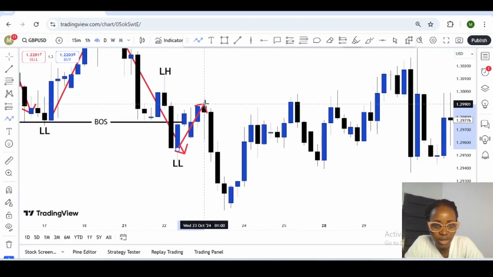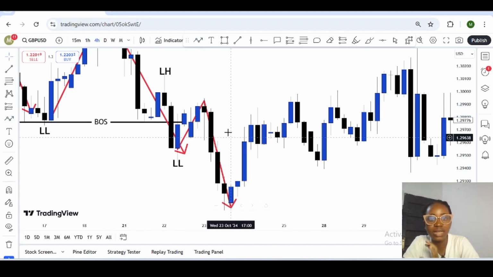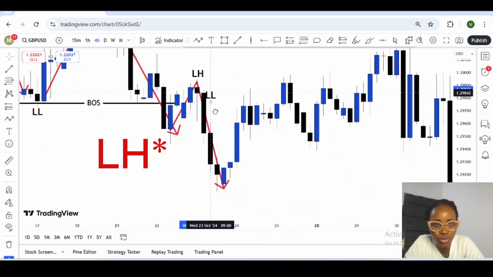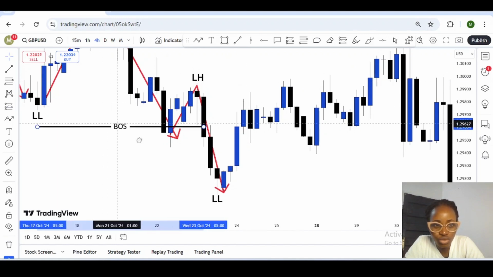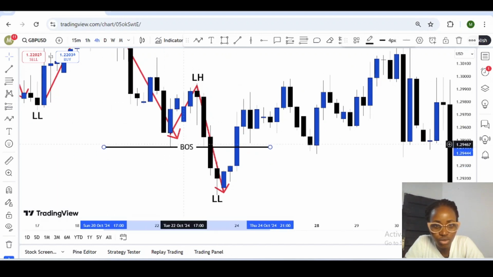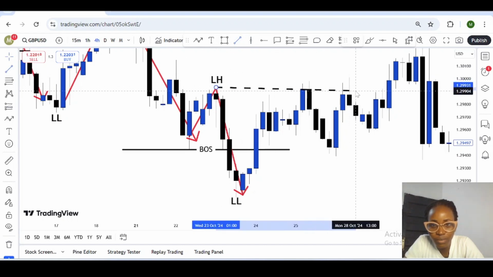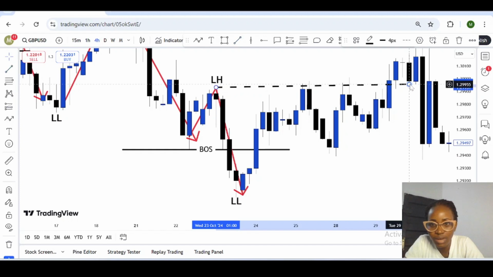So price dished out a pullback and got rejected from here. Now we want to see when price has shifted from a downtrend to an uptrend. This is our new high, which is a lower high, and this is our recent low, which is a lower low. So as price is breaking structure to the downside, we are having a break of structure. So when price breaks out of this recent lower high, we are going to have what is called a change of character. So let's try to identify a change of character here. So from here, we have what is called a change of character. You can see that price has pushed above this recent lower high that price created. This is going to be a change of character to the upside.